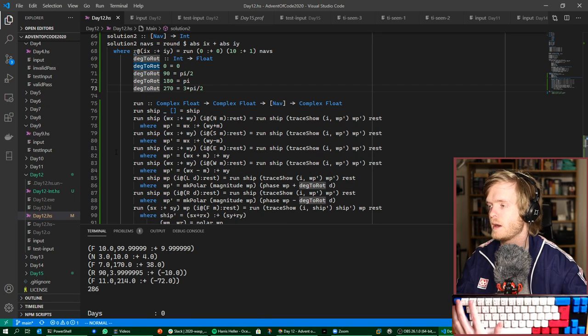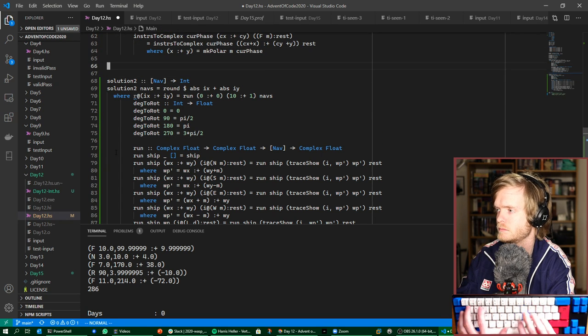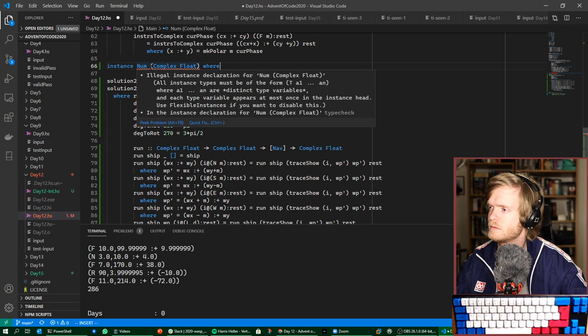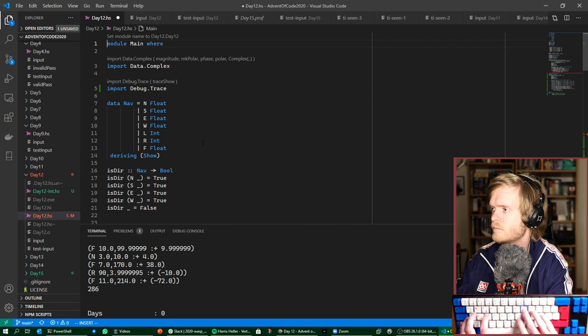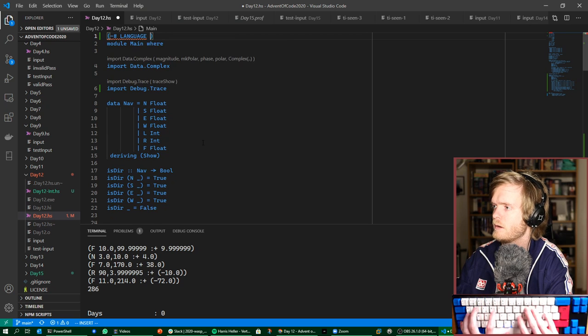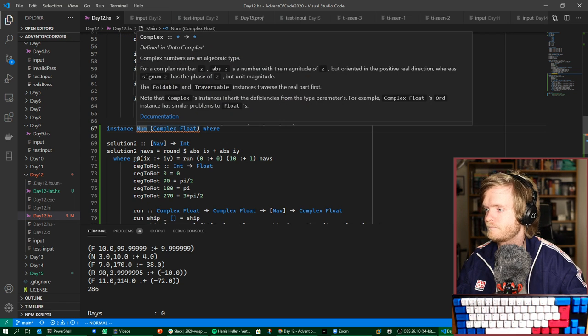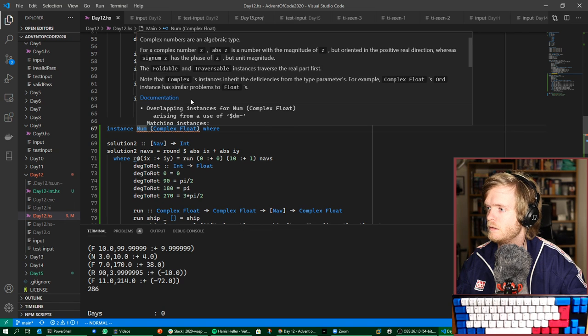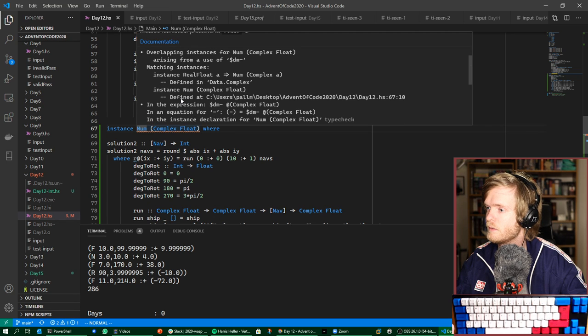Now I want to just define... I'm just going to do it like this. Instance Num Complex Float. Where? And this is... I need FlexibleInstances for this. Language FlexibleInstances. I probably needed something else also, right? Yeah. Overlapping instances for Num. There isn't one already?